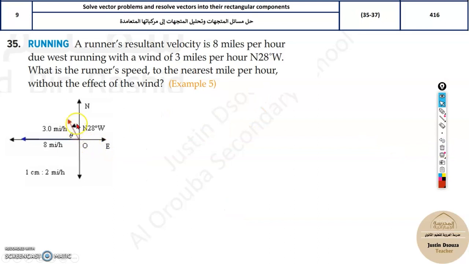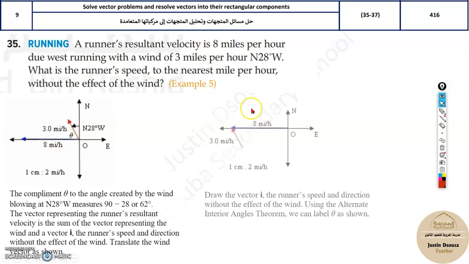Look at this. This angle is given as 28 degrees. That's the wind. This is the given, 8 miles per hour, the final resultant. Now we will just translate it over here. And whatever this angle was over here, this will be the same angle over here. So basically, this would be the position where he was running. And this will be theta, that is 90 minus 28, that is 62.